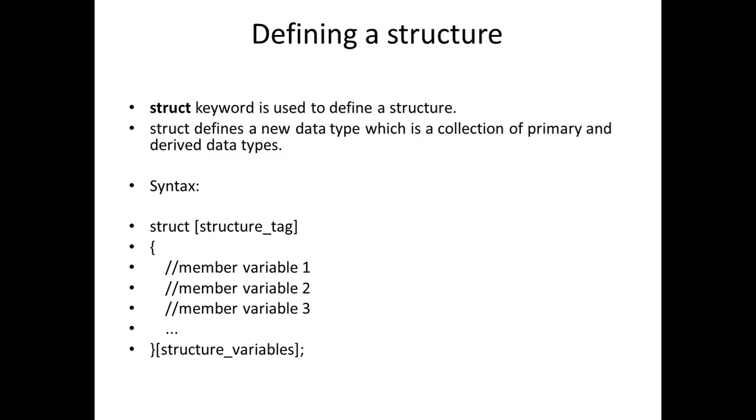The general syntax of the structure is the keyword struct and the tag name. Within the curly braces, we specify the members, and optionally we give the structure variables at the time of declaring a structure. And we have to terminate it with a semicolon. We have to remember this point. It must be terminated with the semicolon. That means the definition of the structure is over.